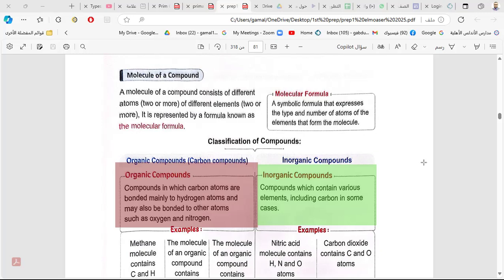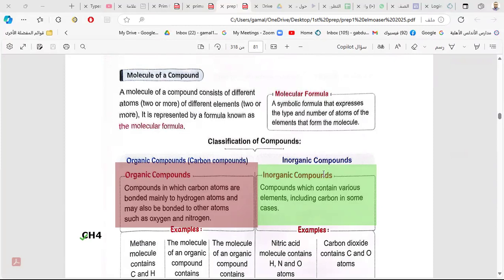Like what? Like methane. The methane molecule, which I told you before, methane is CH4. Okay. Is it organic or inorganic? It's organic. Why? It has what? A basic element, what? Carbon atom. Very good. Also, there are a lot of organic compounds, not only methane.